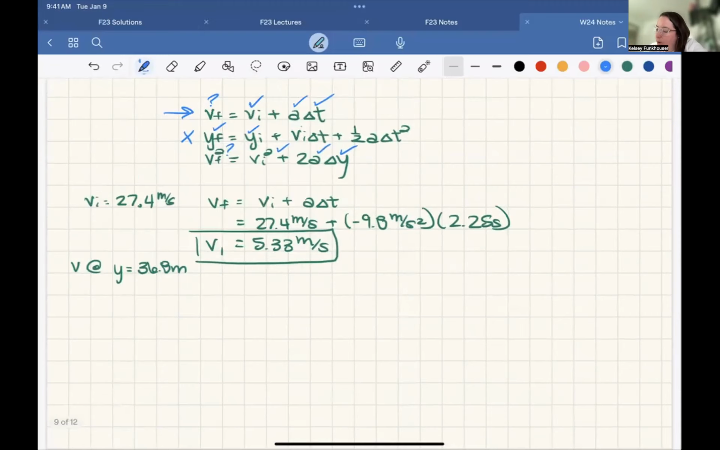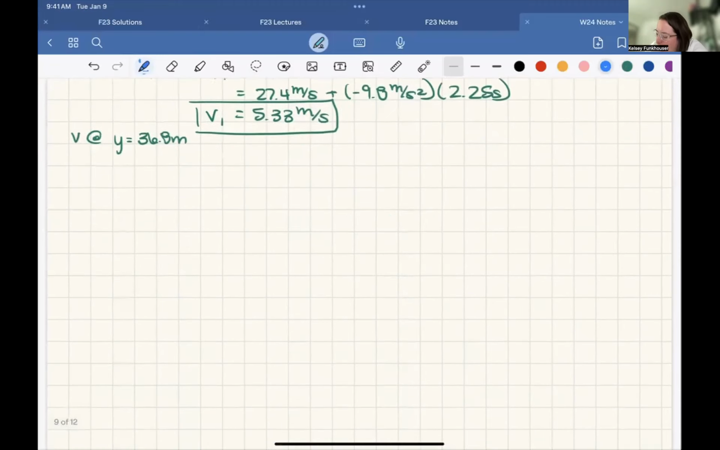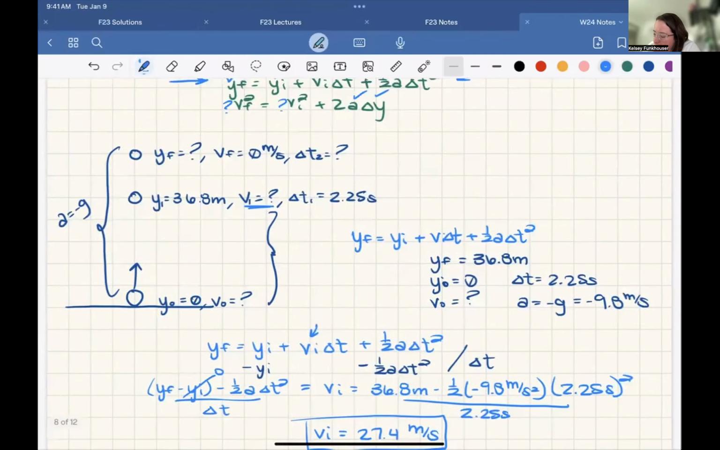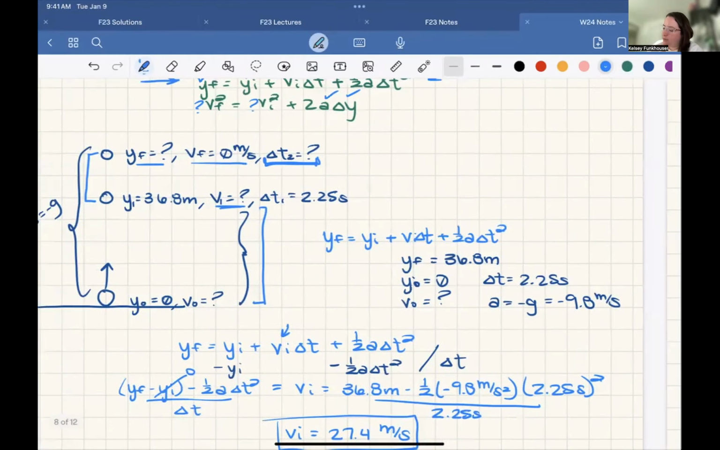So that's asking us for a y final, but let's think about this really quick. I'll just go back to the drawing. Here we are. So we did this interval. We want this interval now. And what we want is y final. And we don't know the time interval there. But we know the initial and final velocities, and we know the initial position. So let's take a look.